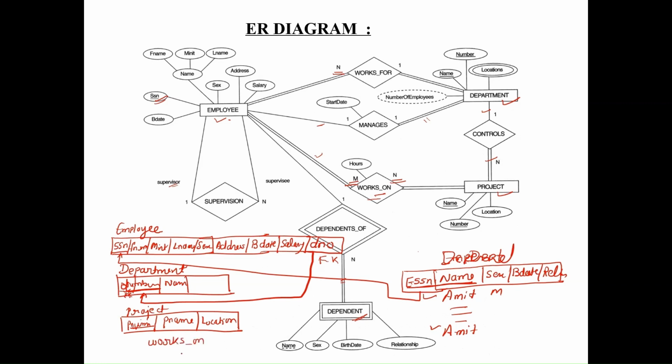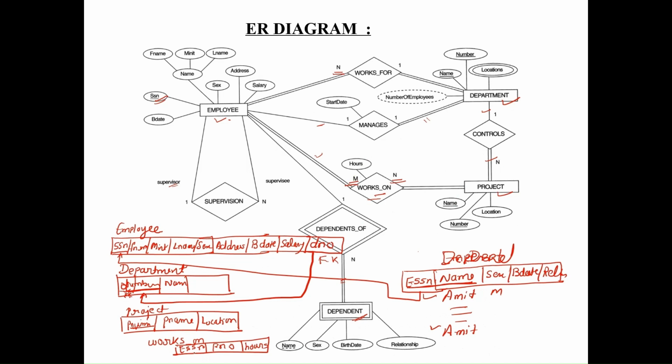WORKS ON is the name of the relation, in which what will be the attributes? The attributes will be the two entities which are involved in the relationship. So the employee's primary key SSN, which I can write here as ESSN so that you will not be confused. And second is the project's PNO. So here instead of P number, I am writing project number. And what is the third attribute? Hours. It means how many hours a particular employee is working on a particular project.